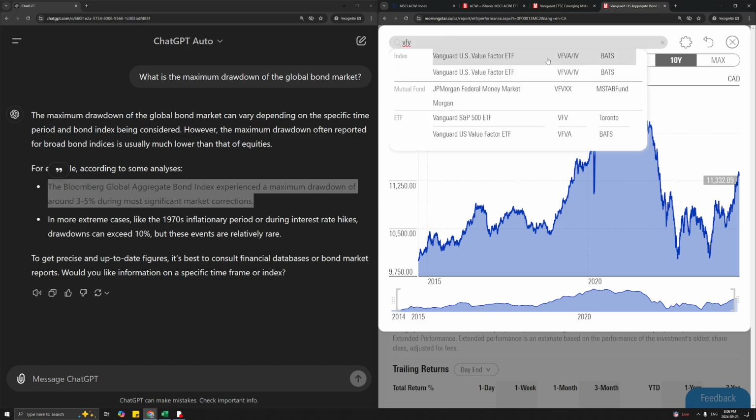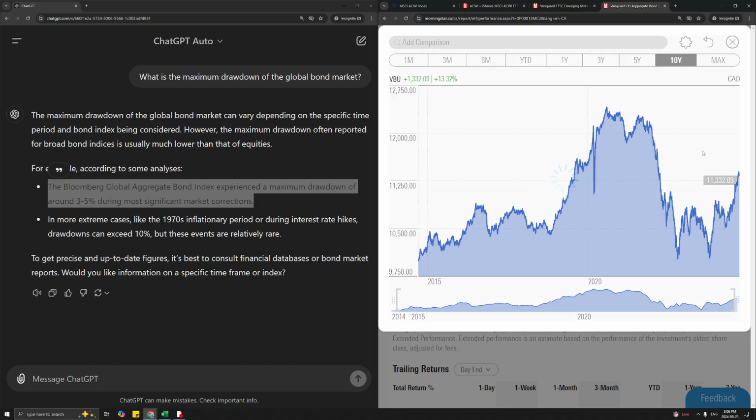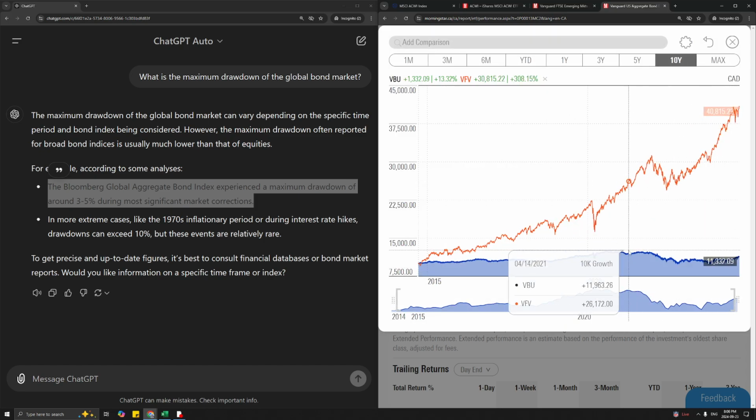VFV is the equity S&P 500. So you can see in certain cases the US stock market would drop by a lot. I mean, in this case 22k to 16k, that's a lot. And then you could see that the bond only dropped from 12k, not even a lot, like 10%, right?